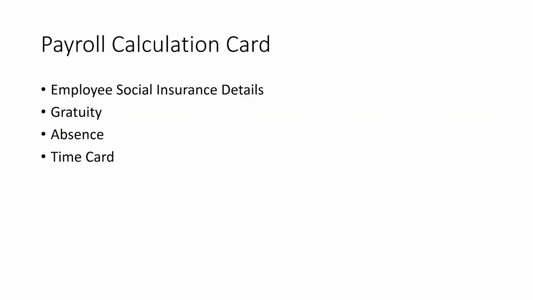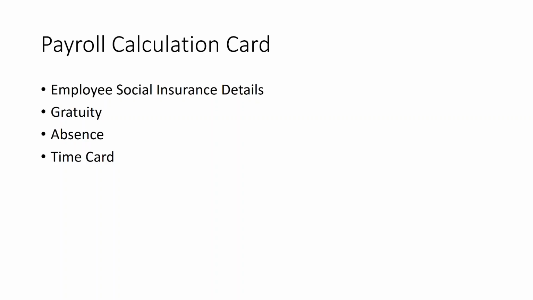But there could be 4 different types of calculation card. Employee social insurance details. This is mandatory for the employees to be created in the system. While creating the employee, if you put the nationality, then automatically the social insurance detail comes into the system. If you do not enter the nationality, then you separately need to go and create this insurance details card. This is nothing but an element entry in the employee's element entry details.